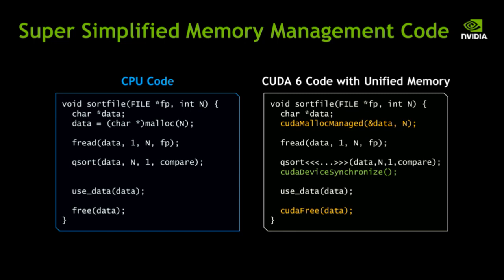And then after the GPU kernel is done using the data, we can pass the same pointer to another CPU function, this useData function, as long as we're careful to synchronize so that we don't access data that's still in use on the GPU. And then to free the data, we just use cudaFree instead of standard free. And so this is much simpler than pre-CUDA 6 code, where you had to allocate on the CPU and do another allocation on the GPU and then do a memcpy to the GPU before calling the kernel and a memcpy back before you wanted to access data on the CPU.